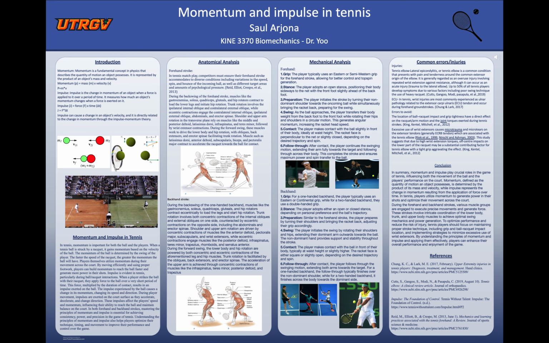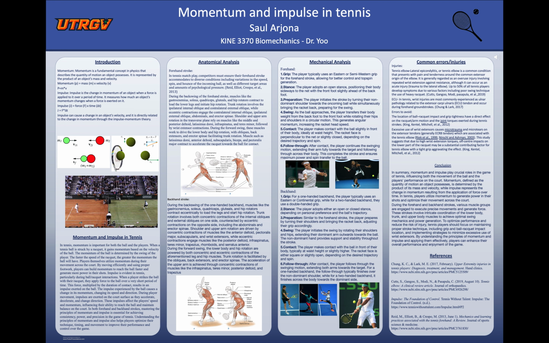Number four, swing. The player initiates the swing by rotating their shoulders and hips, extending their dominant arm outwards towards the ball. The non-dominant arm or hand provides support and stability throughout the stroke. Number five, contact. The player makes contact with the ball in front of their body, typically at waist height or slightly higher. The racket face is either square or slightly open, depending on the desired trajectory and spin.